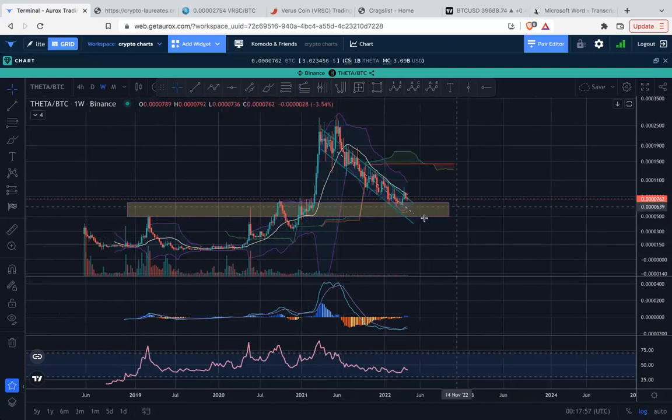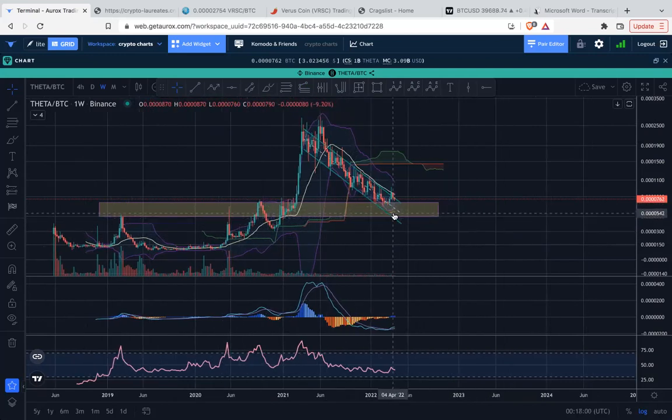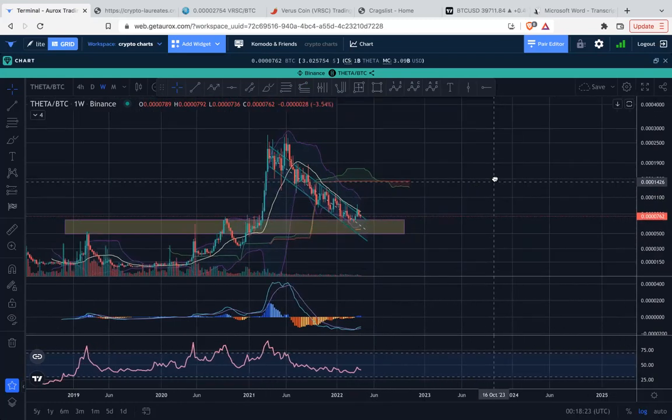So anyway, you're watching this 200-week moving average as well. I think the most bullish case is to hold this 6,800, 6,900, 7,000 Satoshis level as a support. The lower end of the Bollinger Band is near the 200-week moving average as well, so look for that. That's about 6,000. If you can hold 6,000, again, I think you're pretty solid as well. That's the Theta price chart.